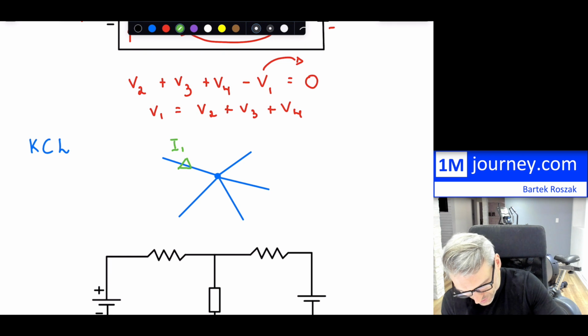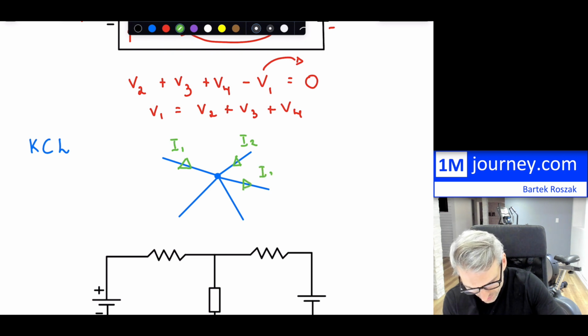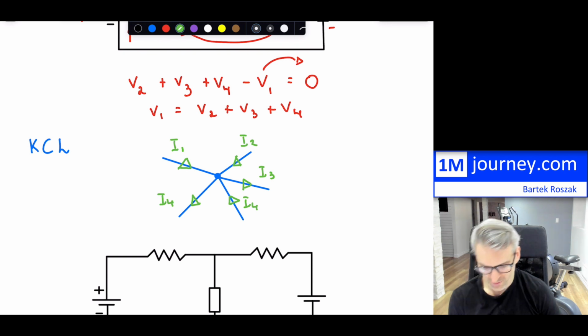Let's say you have another current, and this one is coming into this junction as well. So this is current 2. Let's say over here, this one is coming out of the junction. Let's call this current 3. Okay, this one maybe is coming into the junction, which is current 4. And then maybe this one is a current which is coming out of the junction right there, or this node.